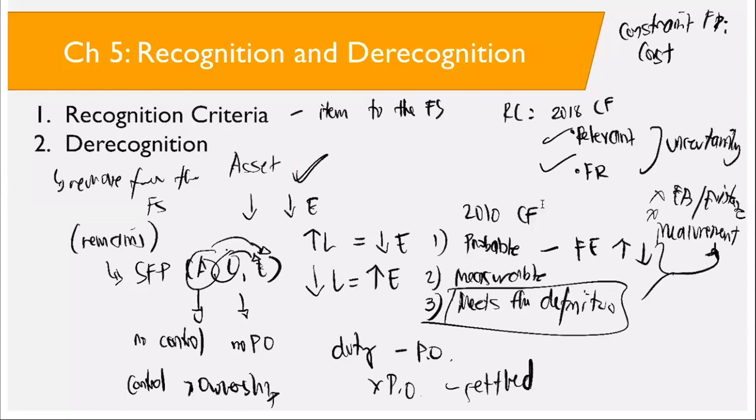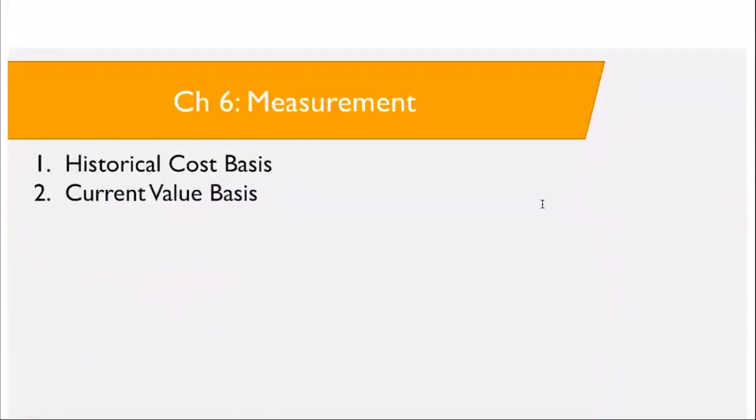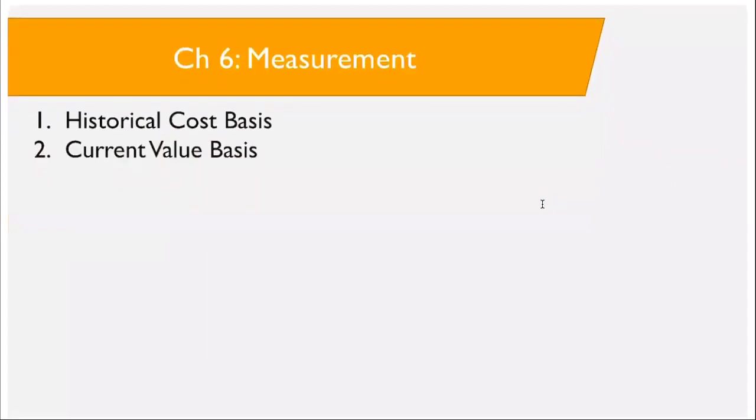Next, we talk about your measurement. So before, in your AE 100, you talked about your different types of measurements. So you have your historical cost, you have your fair value, you have your residual value, you have your market value, you have your current value. Those are the different things that you have discussed before in AE 100 as to your measurement basis. Now, the conceptual framework also provides for different measurement bases. And what are those? Historical cost measurement basis, and we have your current value measurement basis.